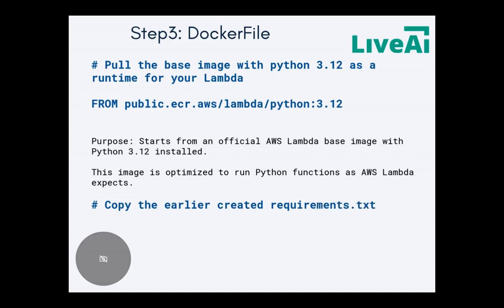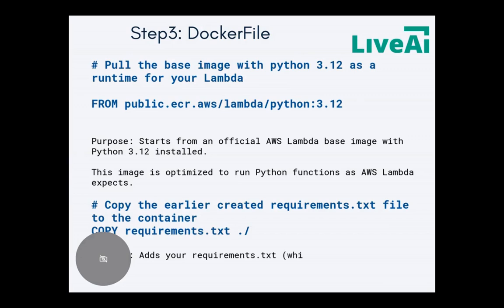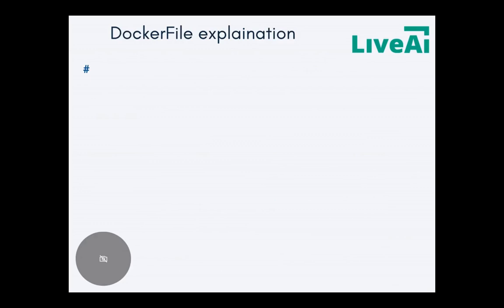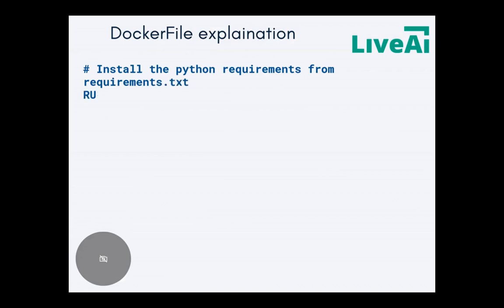Copy the earlier created requirements file. So copy requirements.txt. You don't need to update it because right now we are not using any library which was not provided with Python 3.12. So this adds the requirements into your Docker image, very similar to how a Dockerfile actually works. Then run python3.12 -m pip install, and this is, of course, installing all your requirements.